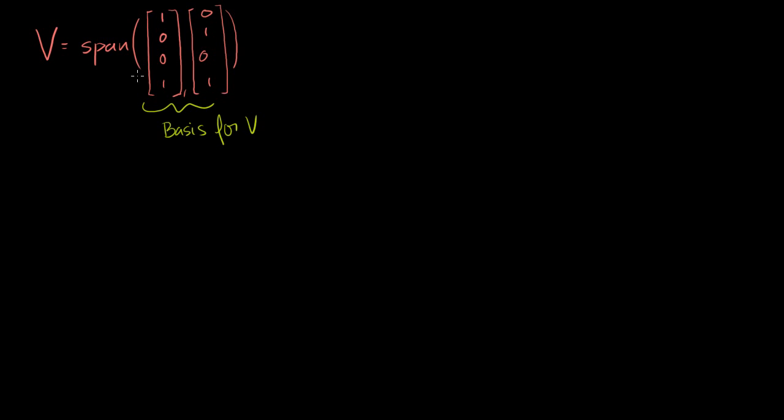Now, given that, let's see if we can find out the transformation matrix for the projection of any arbitrary vector onto this subspace. So let's say that x, we're dealing in R4 here, right? So let's say that x is a member of R4, and I want to figure out a transformation matrix for the projection onto V of x.